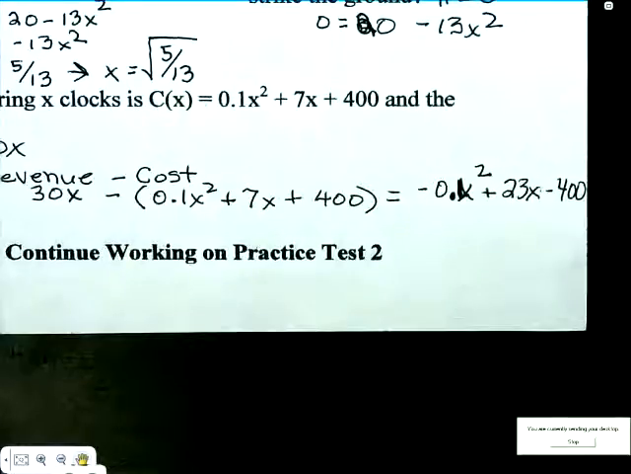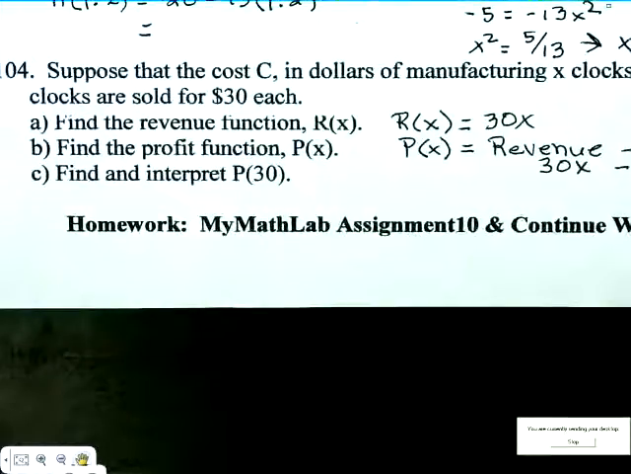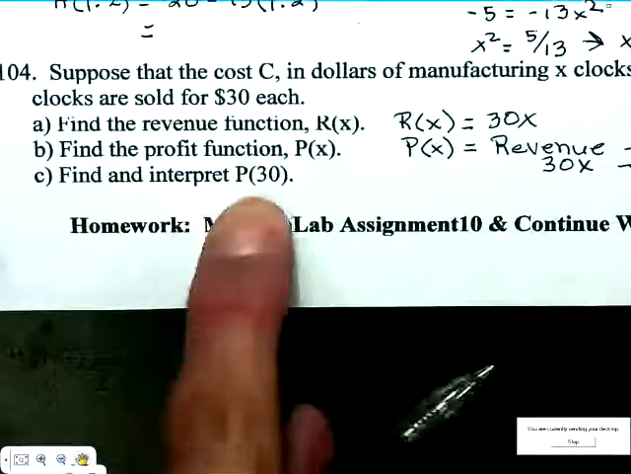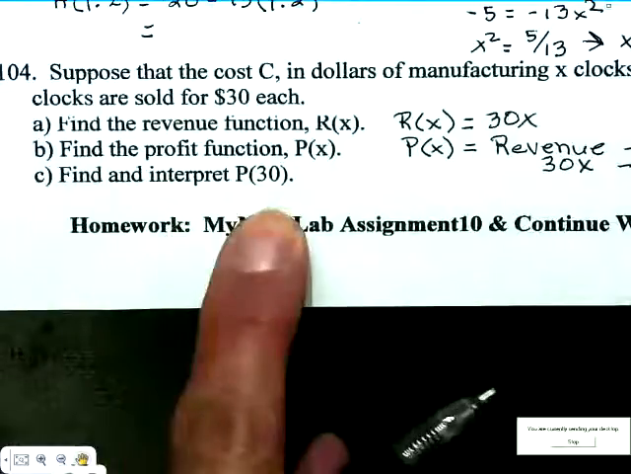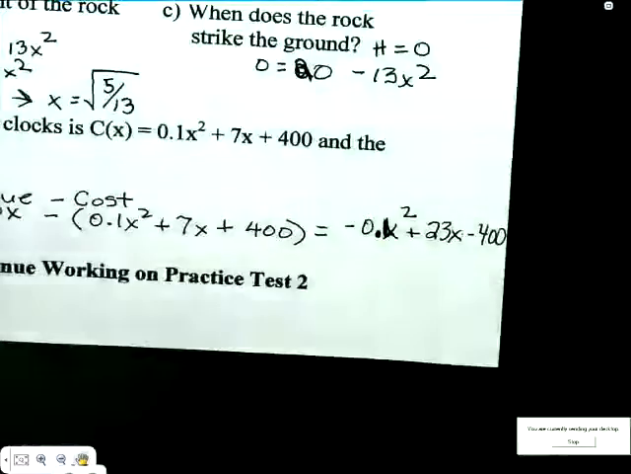And then to answer the C part, we won't even write this one down, but how do you find P of 30? No, that doesn't mean P times 30. P of 30 means what? Put 30 in the place of x. And this function right here, it says find and interpret. The interpretation would be, that's the profit if you sell 30 clocks.